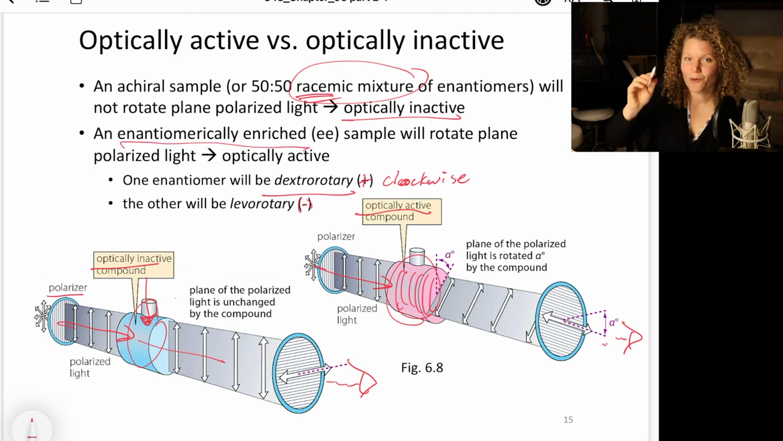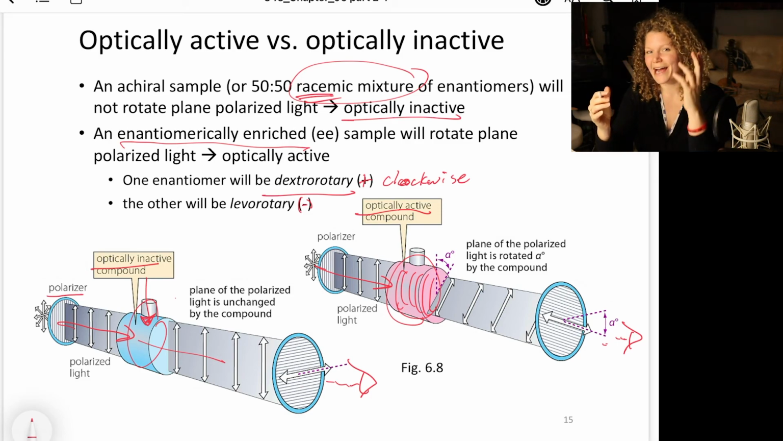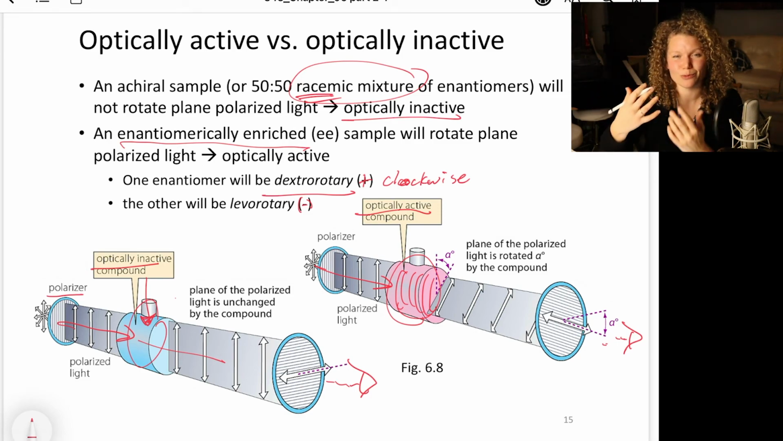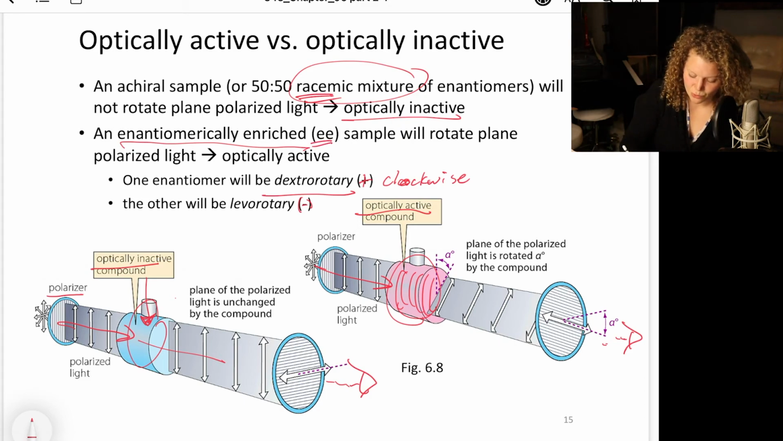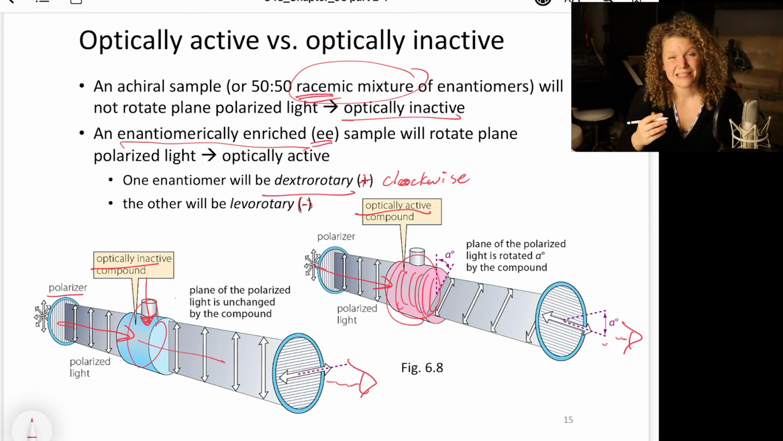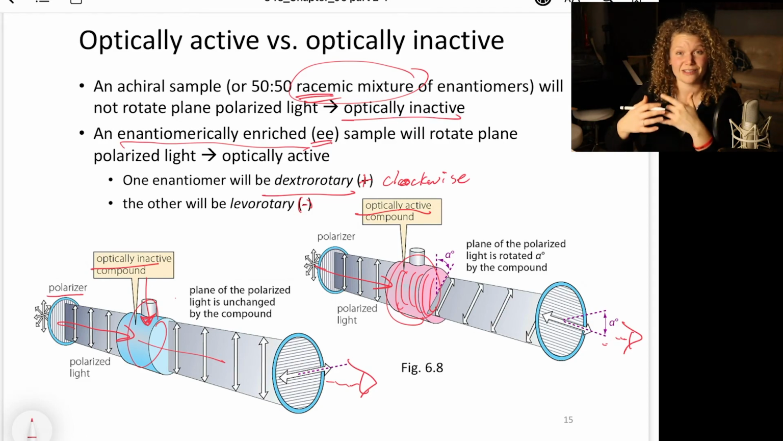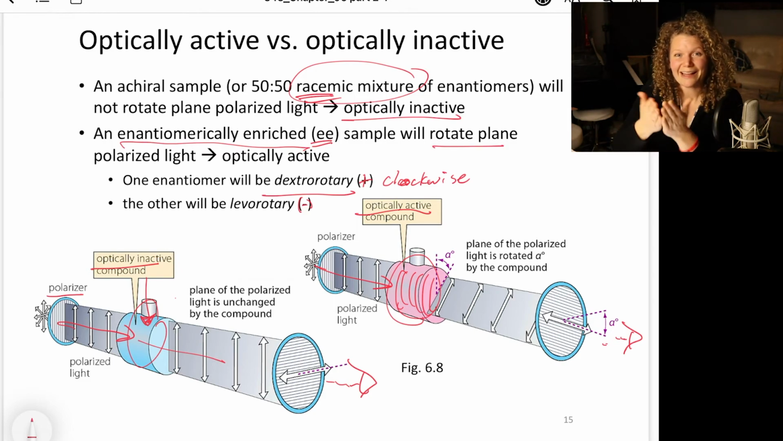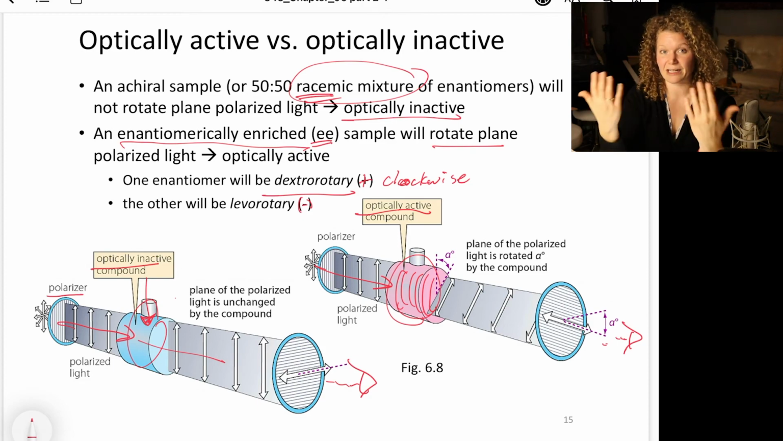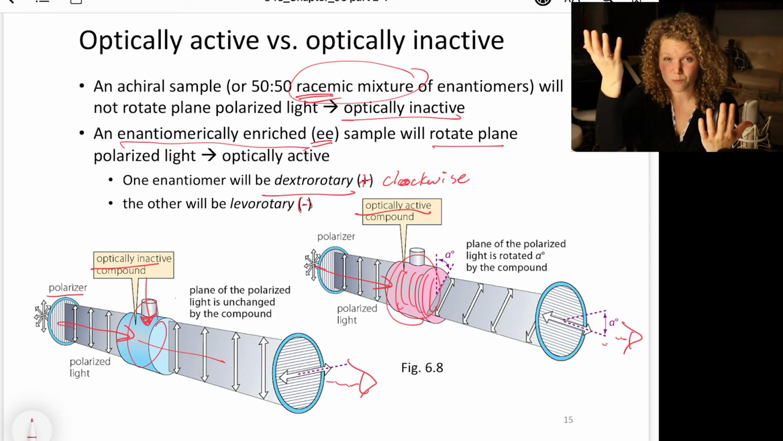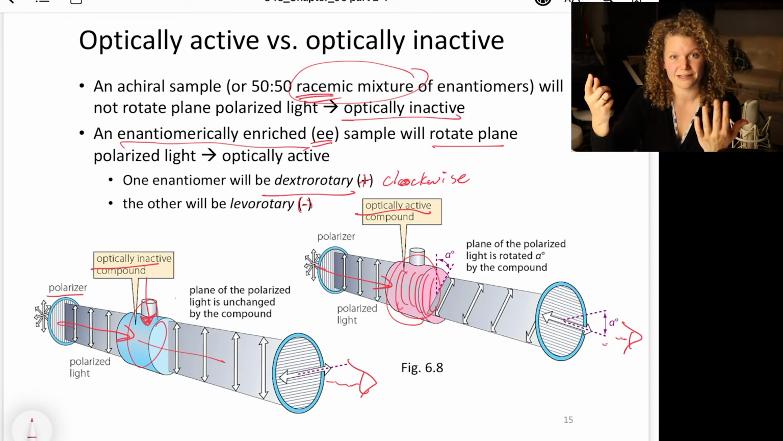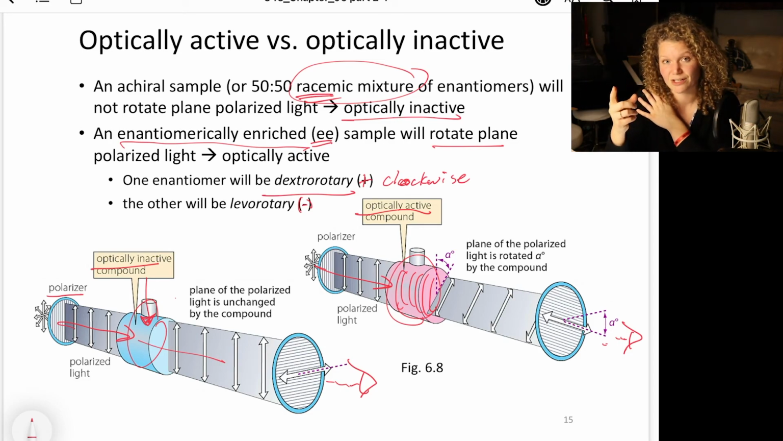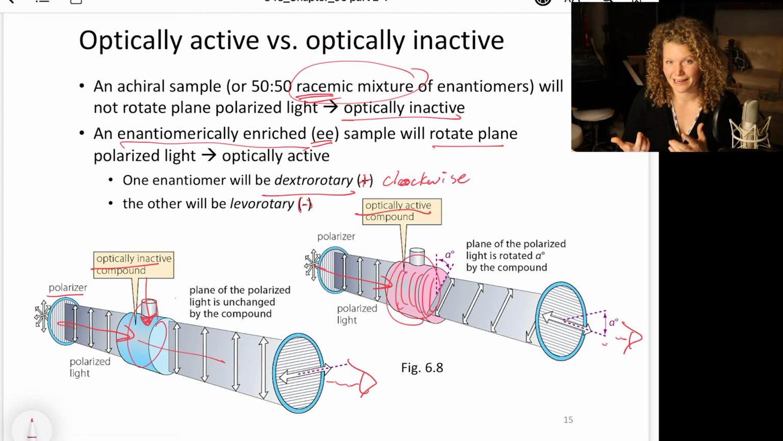Now, if you have more R or more S, we would call this an enantiomerically enriched sample, and this is described by the EE. This EE is the percentage that is enantiomerically enriched in your sample. This will rotate the plane of polarized light, and that's because we know R and S are rotating it completely opposite of each other. If we have more of one, we're going to see the light rotate. We can analyze this amount of rotation to see how much of R or S is in our sample. So this is one of the techniques that we use to analyze enantiomers.